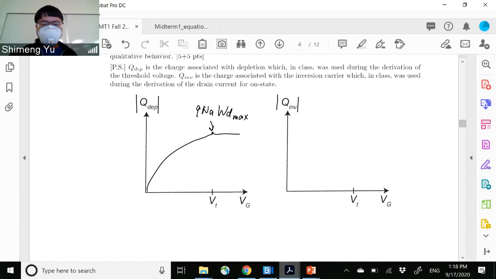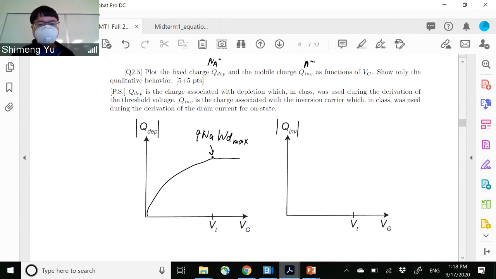Okay, then the inversion charge. So here, how do we draw the inversion charge? That is different. Below the threshold, the inversion charge should be very small, because it's p-type, right? Then electrons are minority, so it's very small. Only when you are reaching the threshold voltage, then you show the inversion charge. And above the threshold voltage, additional gate voltage is going to induce more inversion charge, in this case electron.